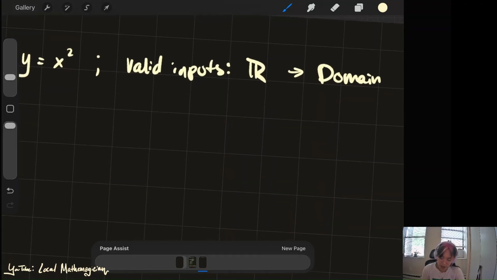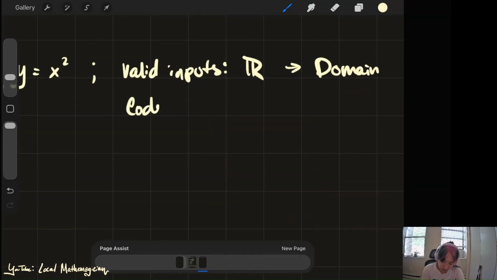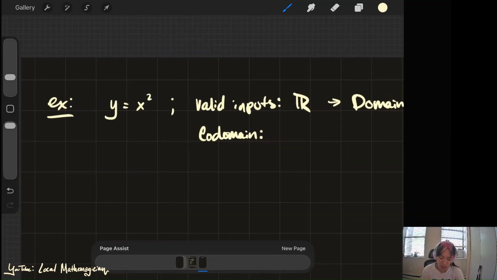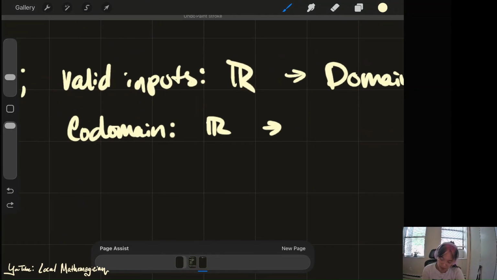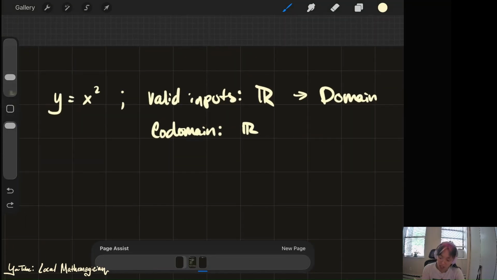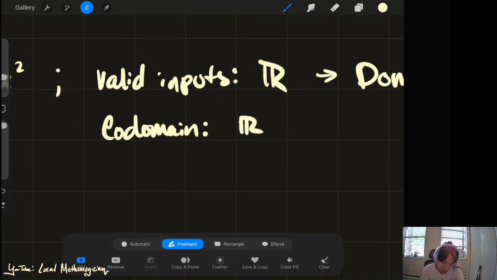Okay. Now your codomain is saying, hypothetically, what could we get? Hypothetically, this function takes real numbers to other real numbers. So these are possible outputs. I probably should have switched the order, oopsies.